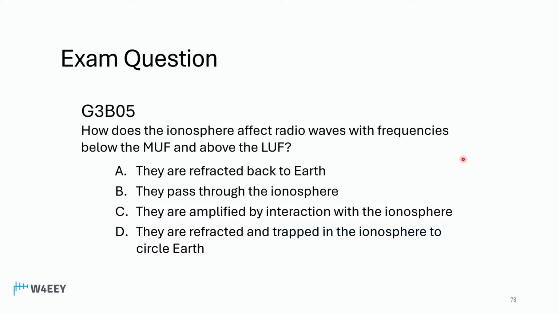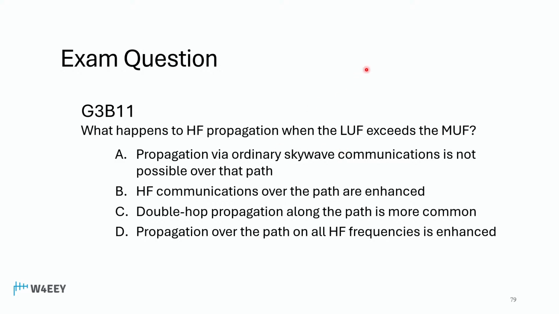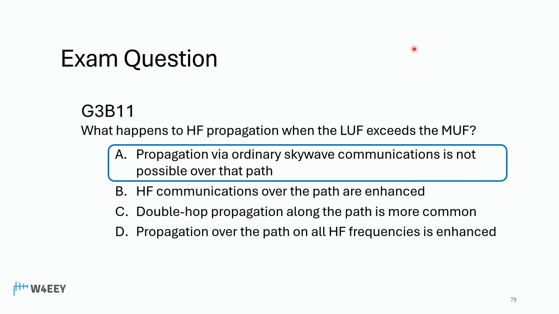How does the ionosphere affect radio waves with frequencies below the MUF and above the LUF? Think about this one a little bit. Alpha. It is alpha. That's the Goldilocks region. They are refracted back to Earth. What happens to HF propagation when the LUF exceeds the MUF? Alpha. It is alpha. Propagation via ordinary skywave communications is not possible over that path.